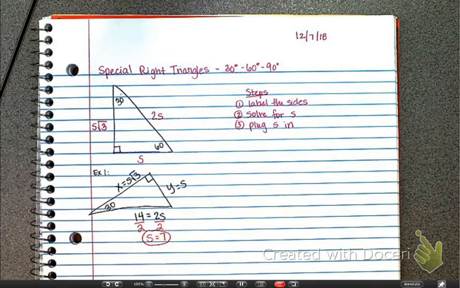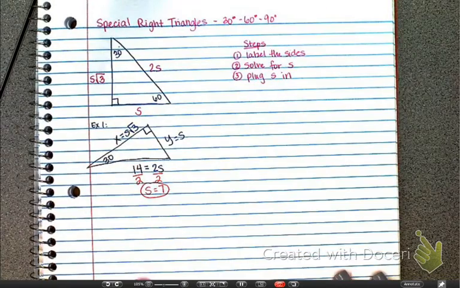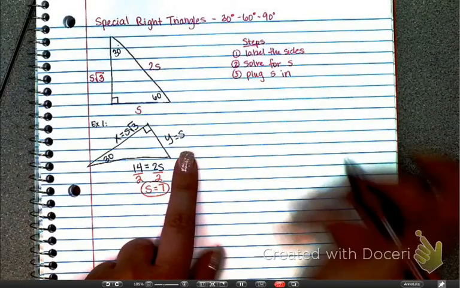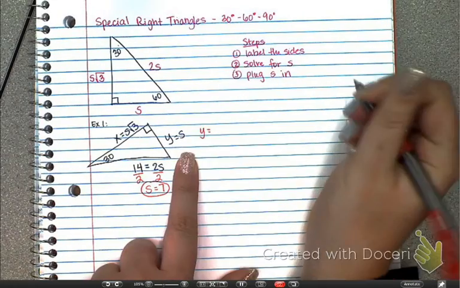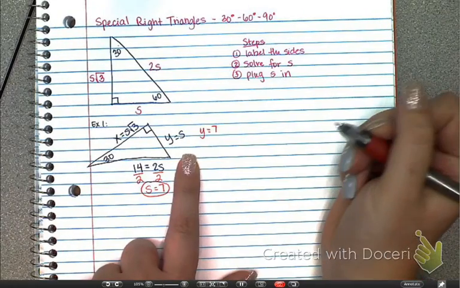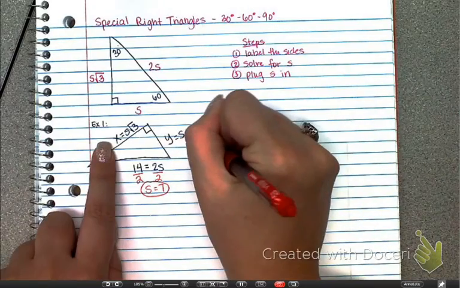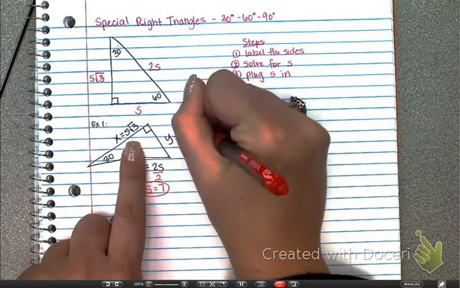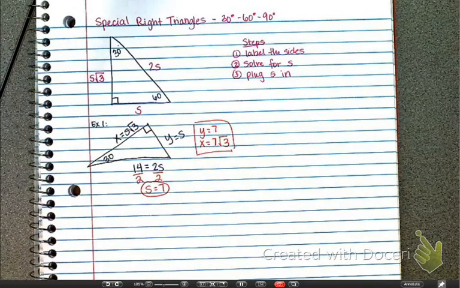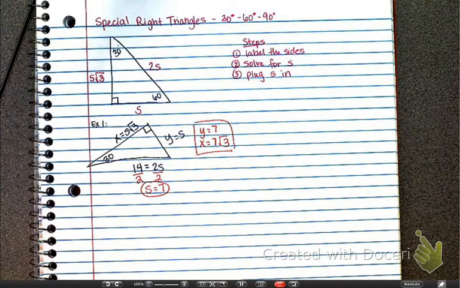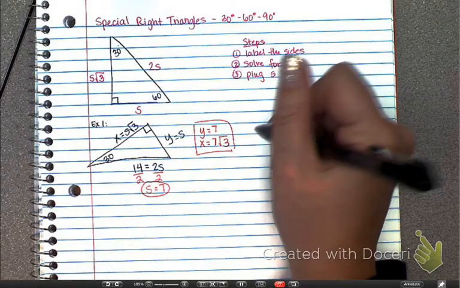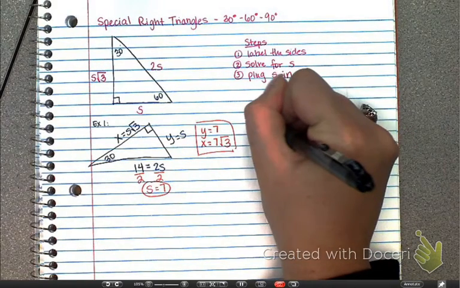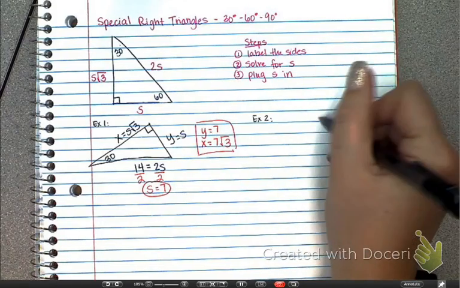Okay? So if S equals 7, now I can just plug it in. What is Y going to equal? 7, because Y equals S. X equals, I plug in 7 for S, and I have my radical 3. Are we okay with that? Yeah. All right, let's try another one. I promise these get easier. They seem kind of crazy at first, but they're not as bad as they look.